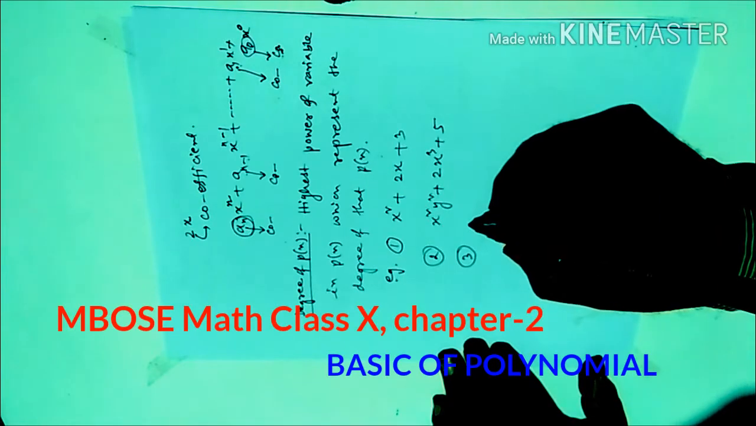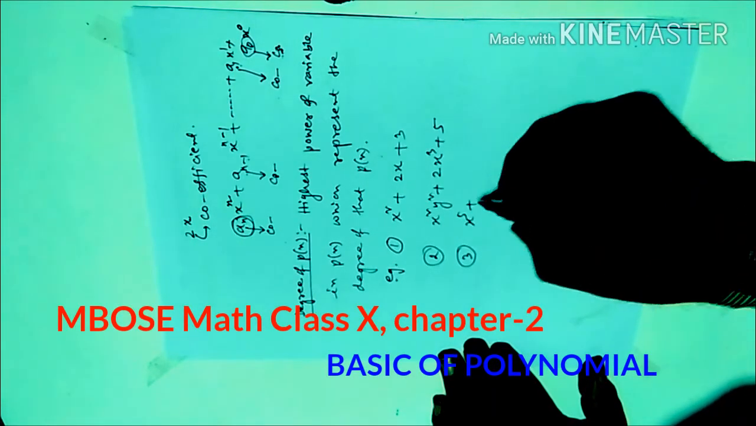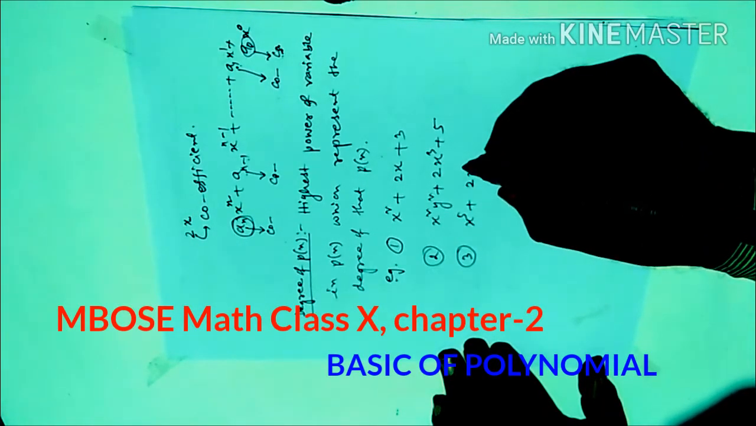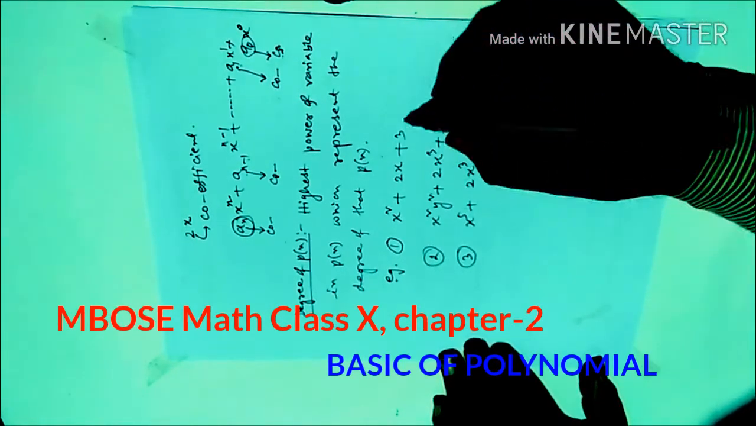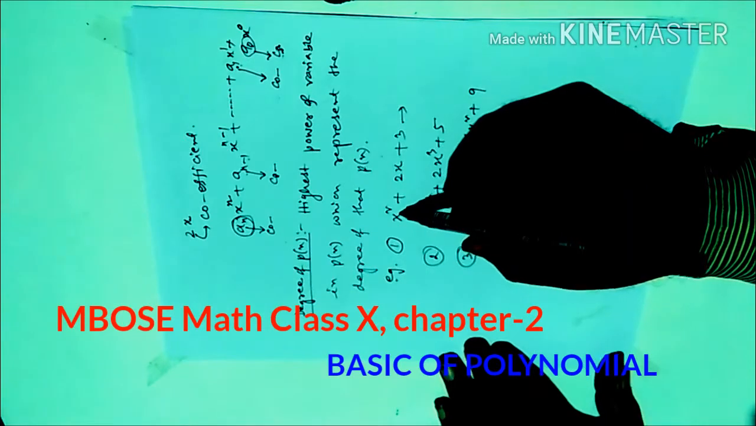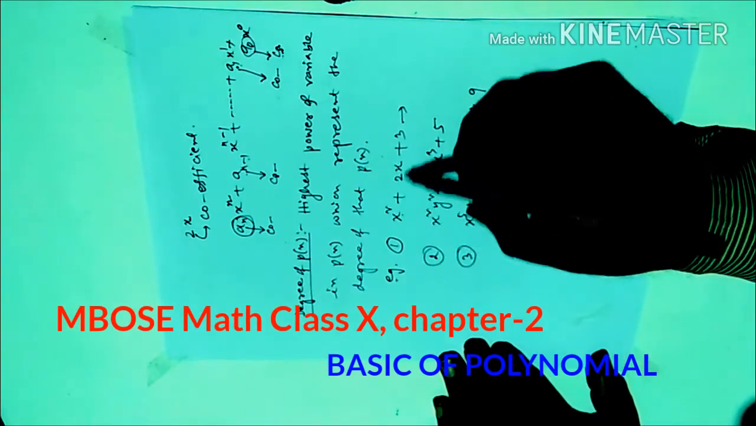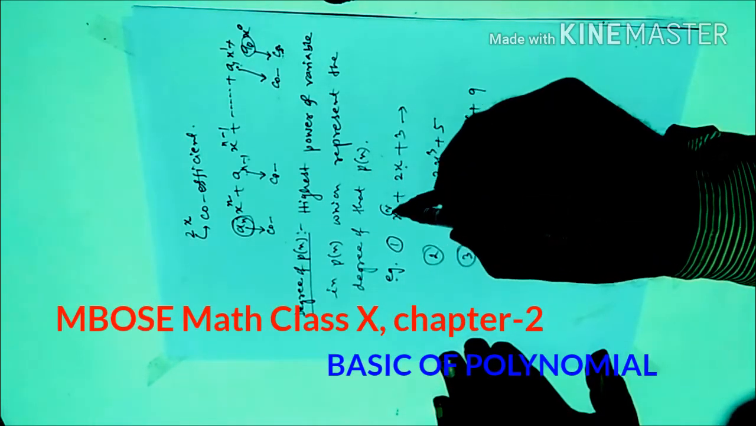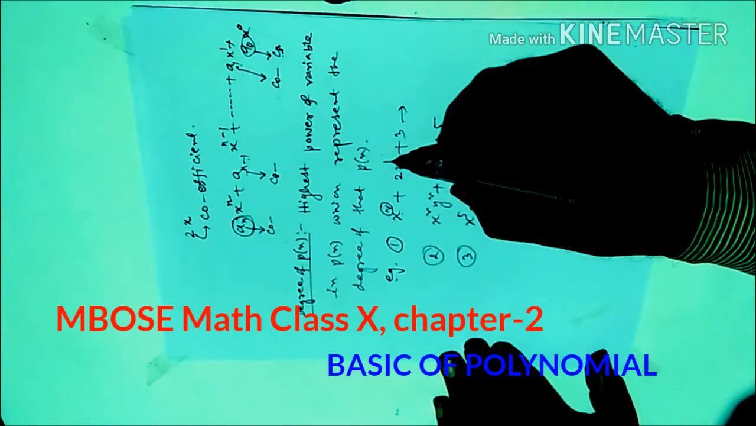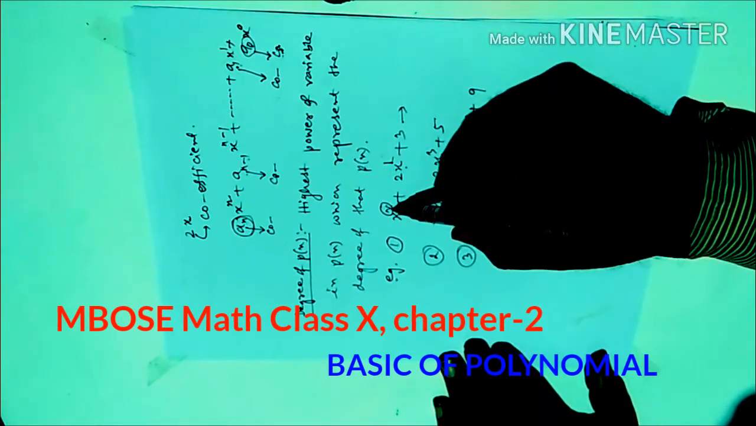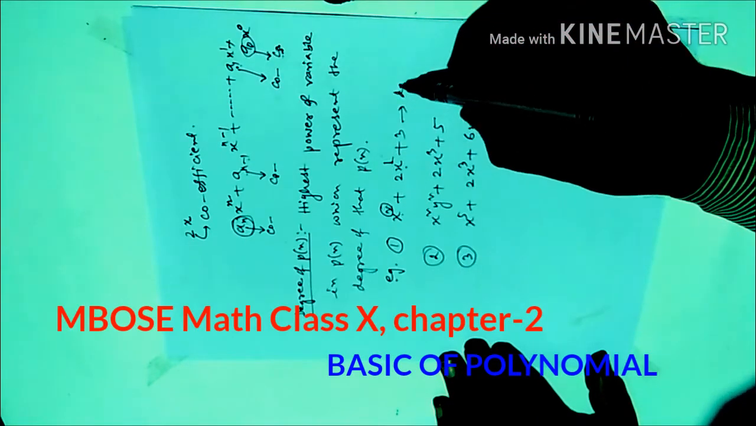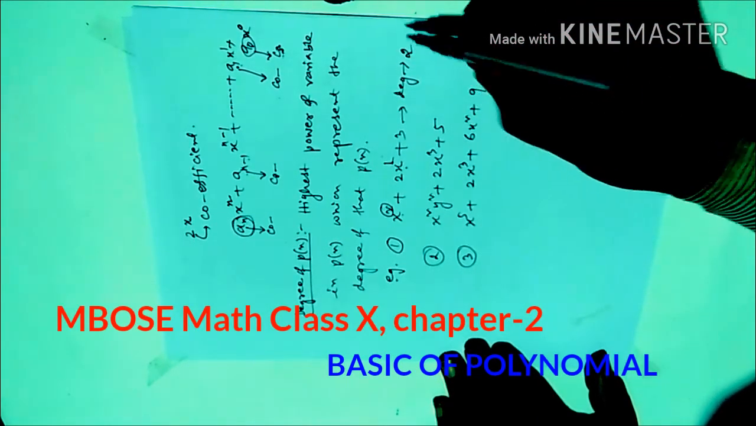So 3 example I will give you. X power 5 plus 2x power 3 plus 6x square plus 9. You see, what is the highest power variable? Variable x. So here x power how much? 2. Here x power how much? Nothing means 1. So what is the highest power if you compare 1 and 2? So 2 is bigger than 1. So degree is 2. So degree 2.